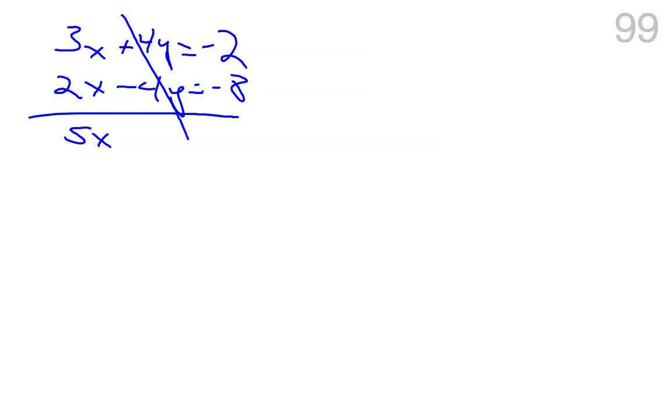I get 5x equals, because 3x plus 2x, just add them up, 5x. I add these guys up, I get nothing. Negative 2 and negative 8 makes negative 10. I divide by 5, and I get x is negative 2.